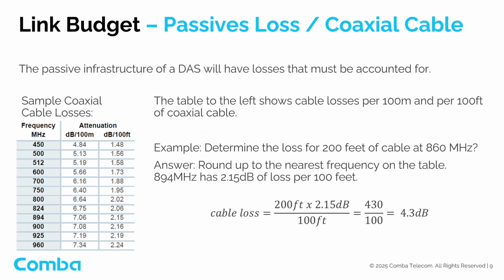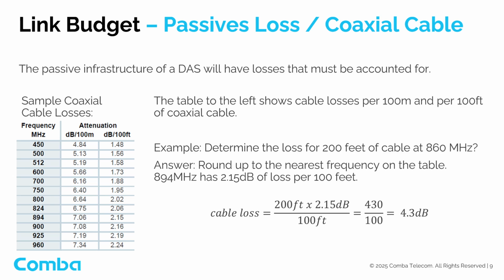An essential part of the link budget is accounting for passive equipment losses, such as cable attenuation. This slide includes a sample datasheet showing the losses for a typical half-inch coaxial cable across various frequencies. Cable manufacturers usually list attenuation in both metric and imperial units, so it's important to use the correct specification. The metric value represents loss in decibels per 100 meters, while the imperial value represents loss per 100 feet.